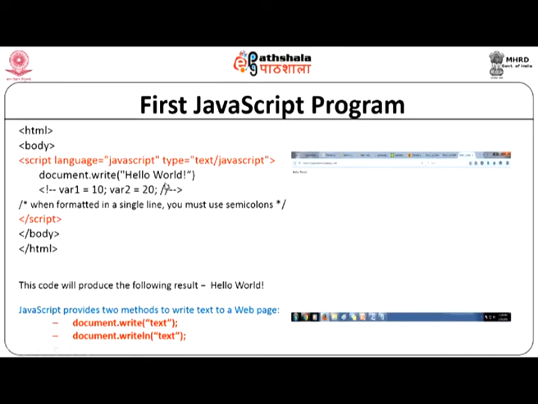a string called hello world. There are two methods in JavaScript called document.write or document.writeln. There are some more also. In order to write text to a web page, we can either use write or writeln, and the text would be displayed here.